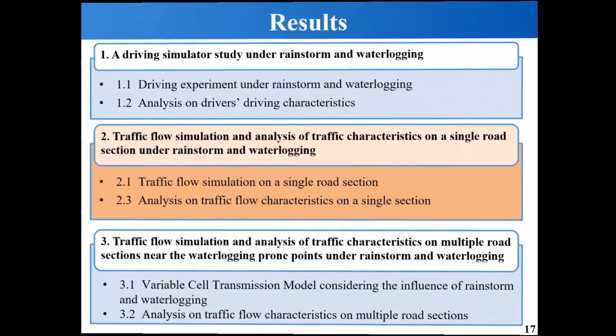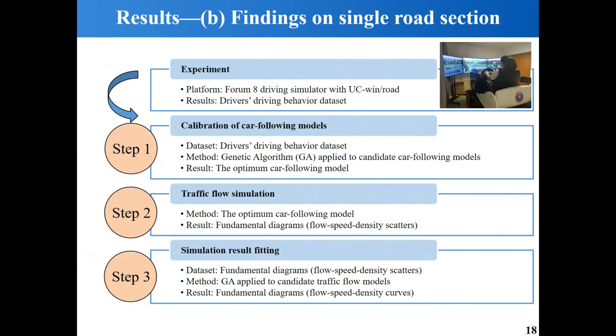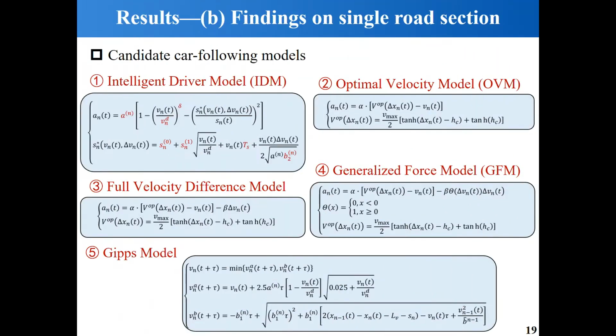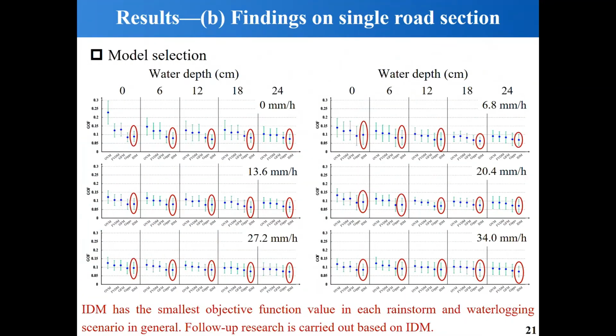In section 2, we focus on traffic flow simulation on a single road section. There are 3 steps to calculate the result, including calibration of car following models, traffic flow simulation, and simulation result fitting. In total, 5 car following models are selected as candidates. High-performance GA was utilized here to calibrate the unknown parameters in all the 5 models. As a result, it is found that IDM performs the best in general. Follow-up research is carried out based on IDM.